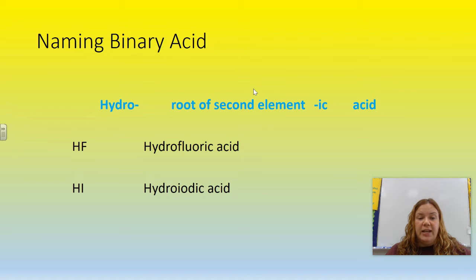HI, we have it with iodine, so we say hydro. Iodic, I know that sounds really weird. Iodic, we use the ic, and we say acid. If we have hydrogen with nitrogen, we say hydro, and then we say nitric acid.